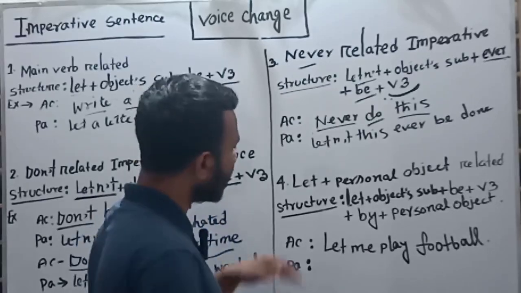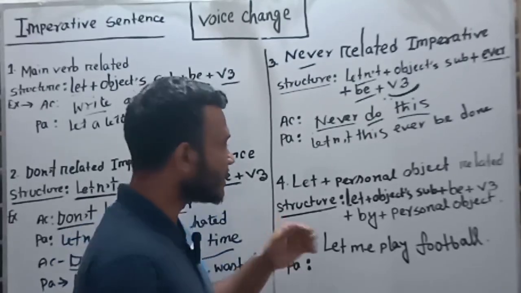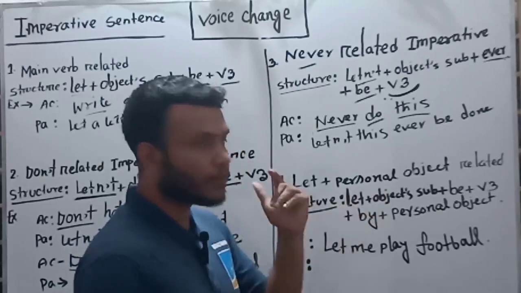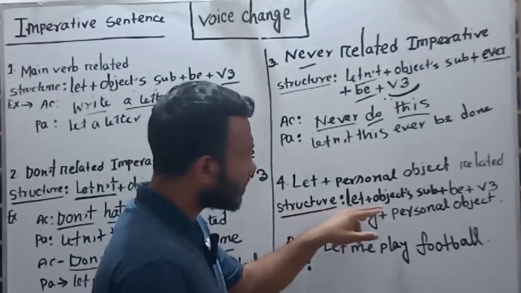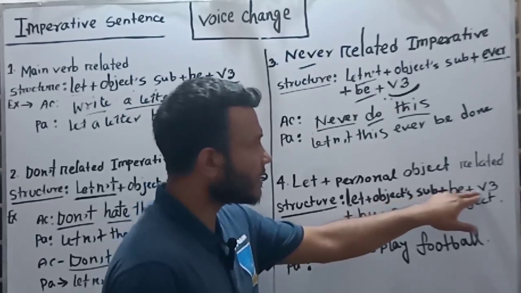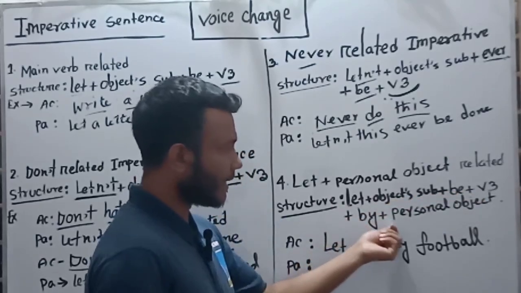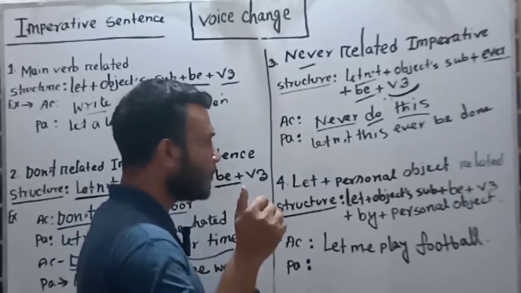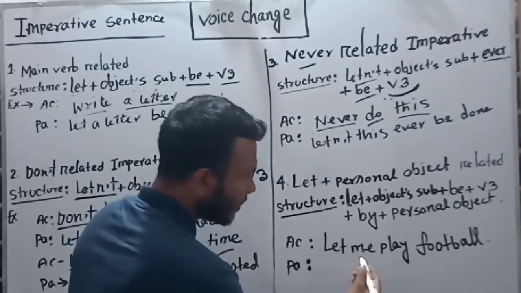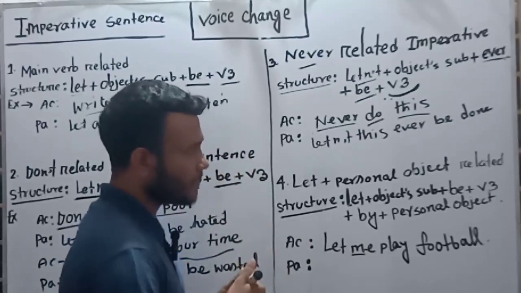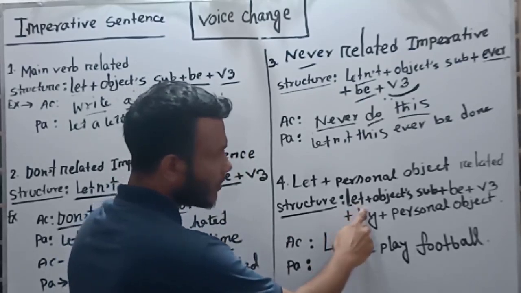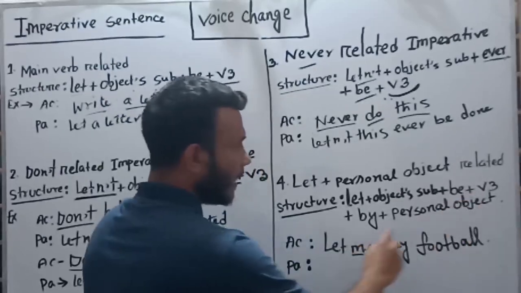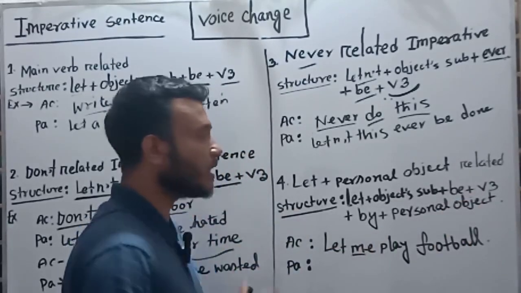Get another rule. Another rule is if you get an imperative sentence that has started by let, and after let, if you get a personal object, you have to follow this rule. Let plus object will be subject, use be. At the end of the sentence, you have to use be3, then put by, and at the end of the sentence, use personal object. Start your passive sentence by writing let, then make the object into subject, then use be, use be3, use by, and at the end, use personal object.